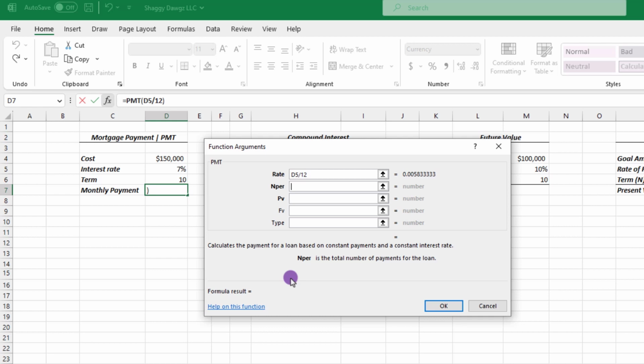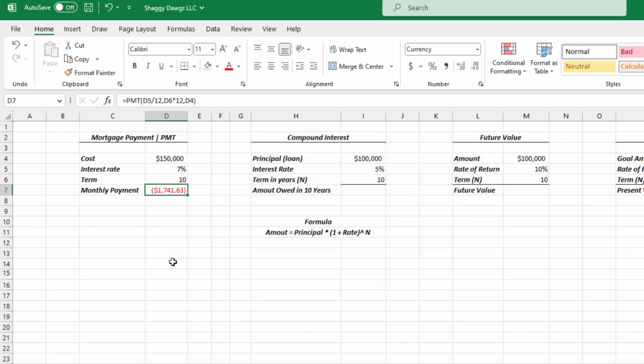And with the NPER, we have a couple choices. We could type out 10 times 12, we could type out 120, or we could click the cell with our term and multiply that by 12, of which I'll do. So I'll click the cell here, multiply that by 12. And then for PV, let's go up and click on our loan amount. Click OK. Excel will work its magic. So it turns out we are going to owe approximately $1,700 per month for this loan. And right there is your payment function.